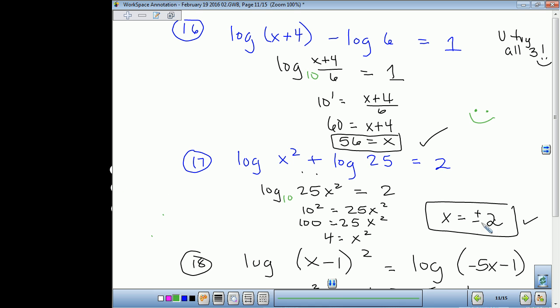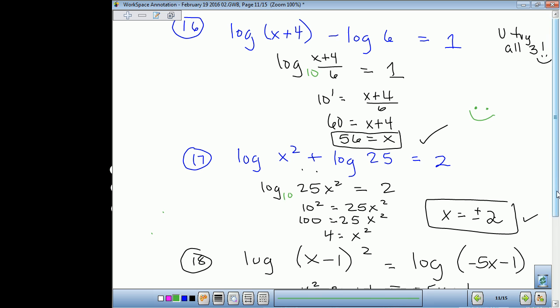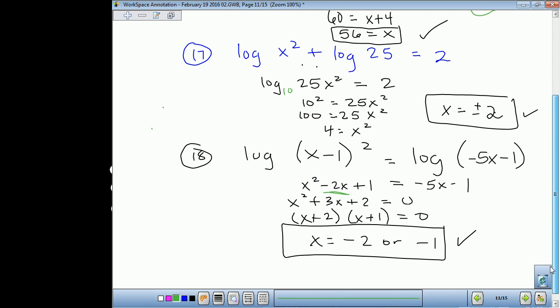Now, normally I say we can't have a negative base. But if x is negative 2, doesn't this get squared? And we don't have a negative. But it's also not the case. Plus or minus.